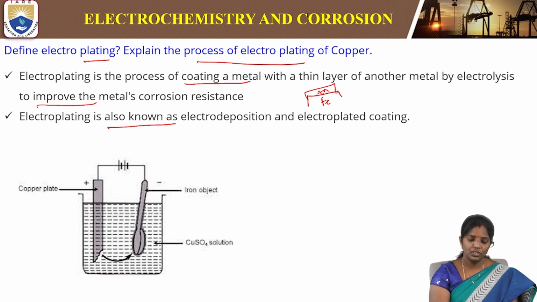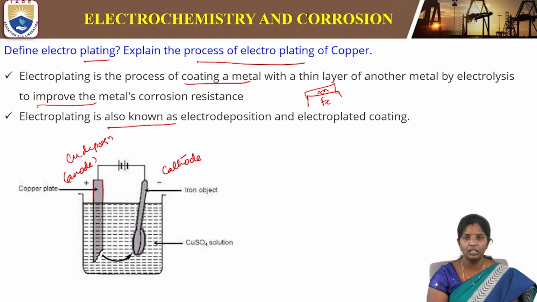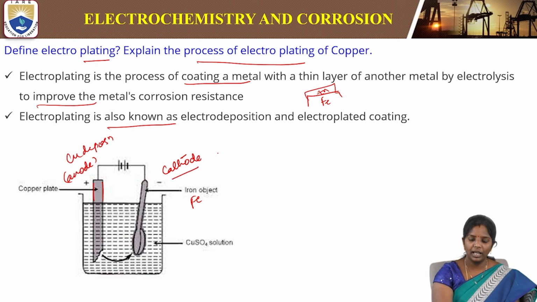For example, if we want copper deposition, then we have to use a copper anode. Here the positive is the anode, so this is the cathode. For example, here the spoon or the iron object needs to be coated with copper. So this iron object is the cathode now. So at the cathode, what happens in electrolysis? Cations will go to the cathode.